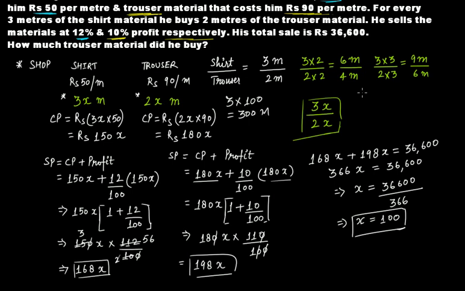And for this one, this is 2 times 100. So this comes as 200 meter. Here it's only asking for the trouser material. So the trouser material is 200 meter. But we have calculated the length of the shirt material as well. Right? So this is your answer. This much trouser material you have purchased.